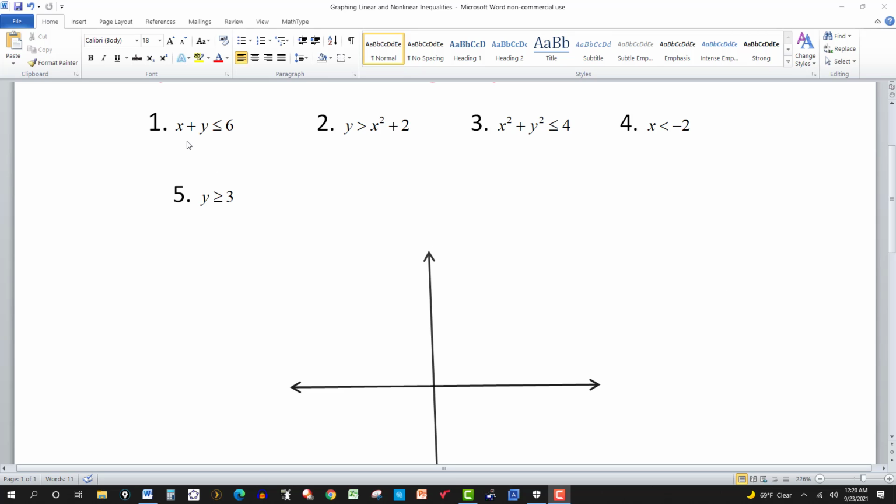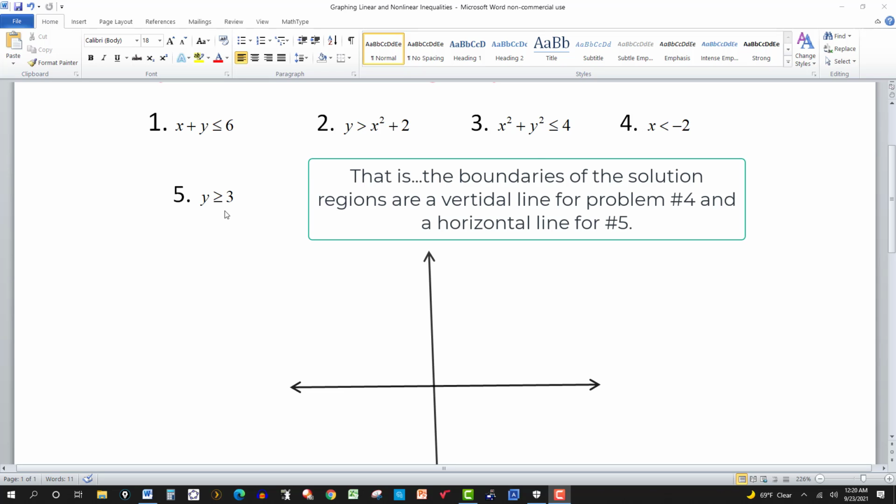The first one's a linear inequality. The degree of x is 1, y is 1. Notice in the second one, we have an x squared, so that's a nonlinear one. Number 3 has x squared, y squared. Again, nonlinear. And of course 4 and 5 are, again, lines. One's a vertical line, the other one's horizontal.